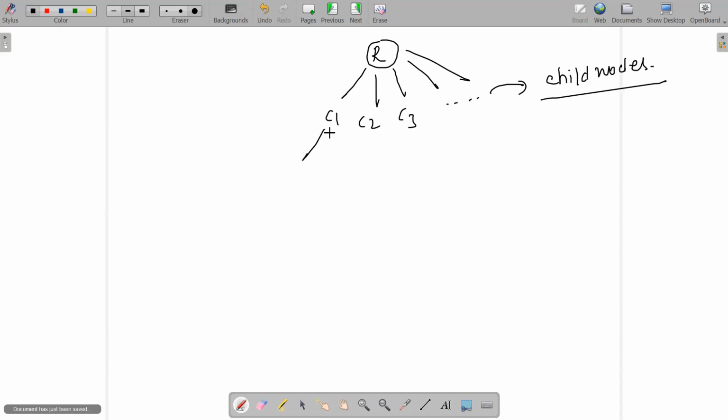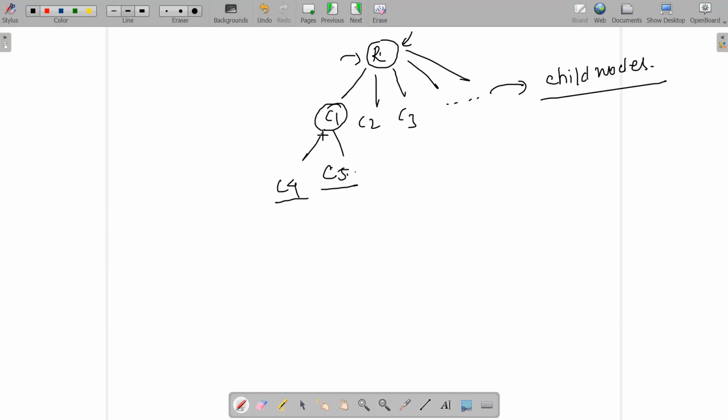Further, if suppose C4 and C5 are visitable from C1, then tell me which node is the parent of C4 and C5? Root R is the parent of C1, C2, C3, and whatever child nodes are there in the next level. Now tell me, C4 and C5 are the child nodes of what particular node? C1. Yeah, C1 is the parent of C4 and C5. So can I say root is the grandparent of C4 and C5? Yes.